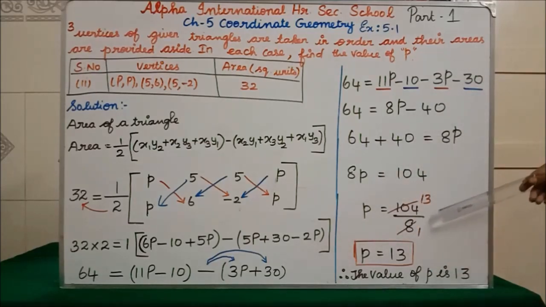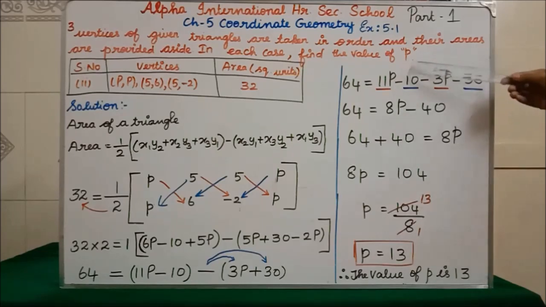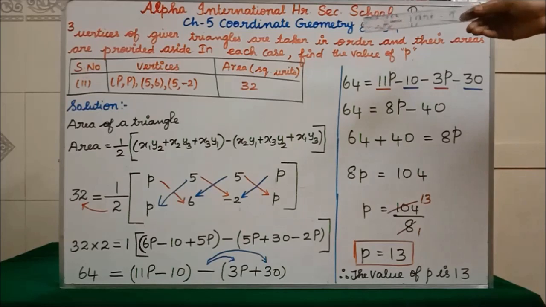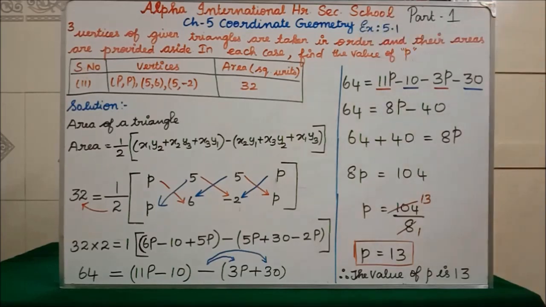Clear? So in the 8 table, how many times will 104 come? 13 times. So p is equal to 13. Clear all of you? Now the value of p is 13. We have found the p value, which is what they asked us to find. So now the first vertex will be 13 comma 13. Clear students all of you? It is the same as the first problem, but we are going to find the p value here. Next we will see the fourth question.